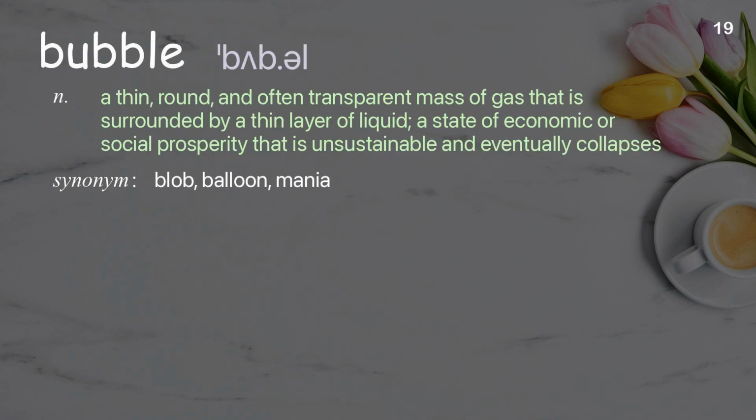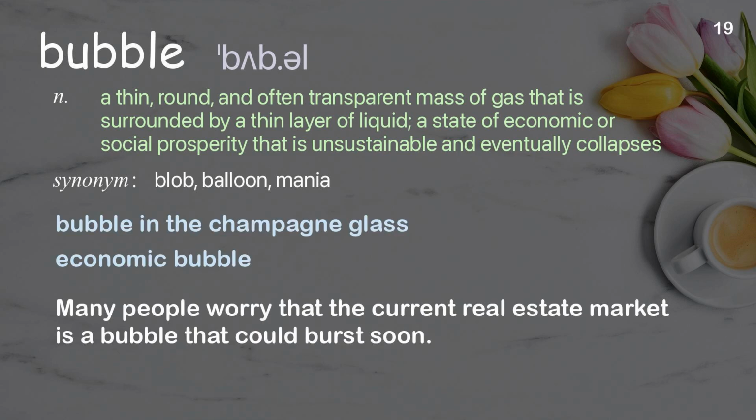Bubble. A thin, round, and often transparent mass of gas that is surrounded by a thin layer of liquid. A state of economic or social prosperity that is unsustainable and eventually collapses. Examples: bubble in the champagne glass. Economic bubble. Many people worry that the current real estate market is a bubble that could burst soon.